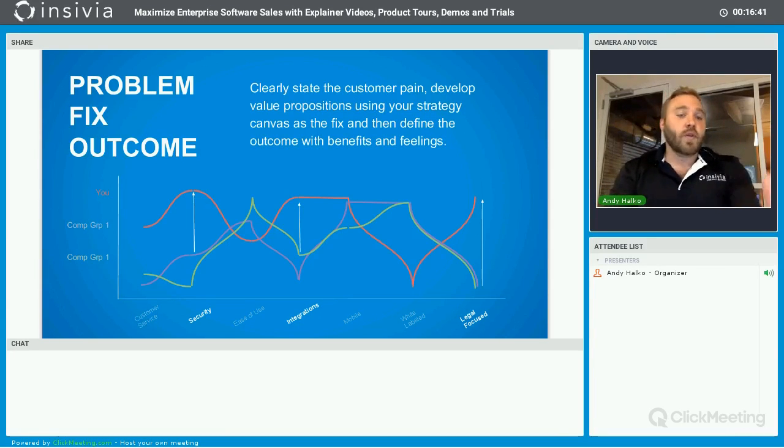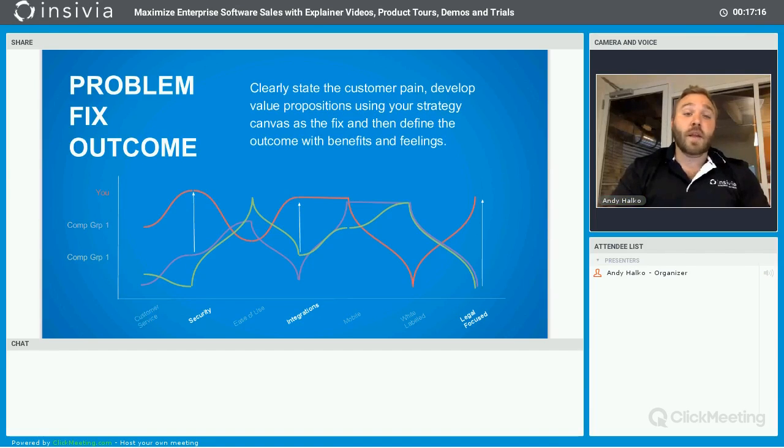And when you're able to do that, and we look in this example at a software product, if security, integrations, and being focused on the legal industry are what make us different, we have three key value propositions that we can make sure we include within our problem, fix, outcome model. So the strategy canvas is a great exercise that you can go through. There's a lot of stages to it, but if you can get your leadership team and the rest of your company involved, you can really figure out how you differentiate yourself from competitors.